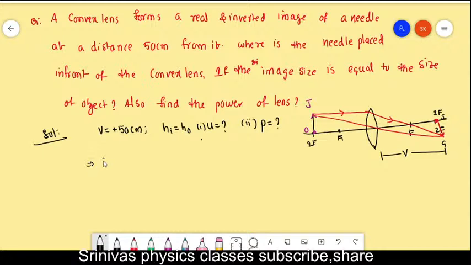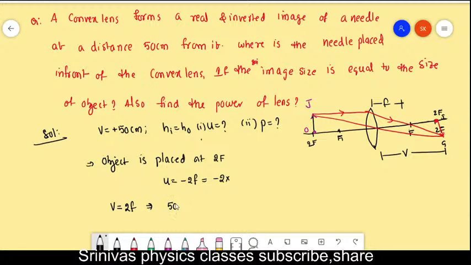That means the object is placed at 2f, so the object distance is equal to minus 2f. We don't know the focal length; we have to find it. The image distance is also equal to double the focal length. This is f, this is 2f. The image distance they gave as 50 equals 2f. From this, f is equal to 25 centimeters, right?